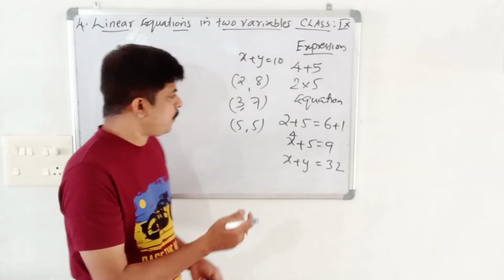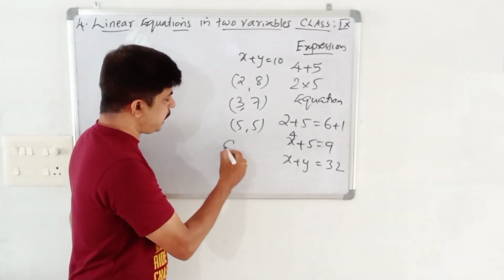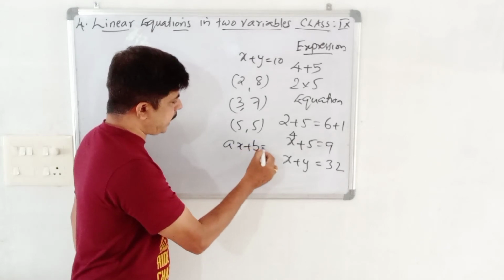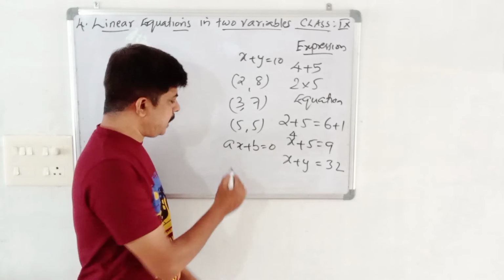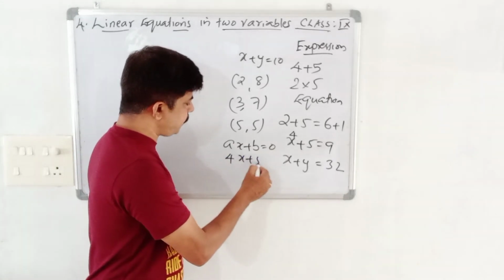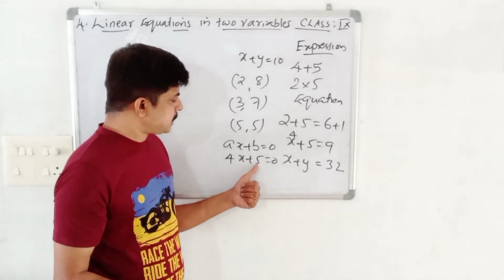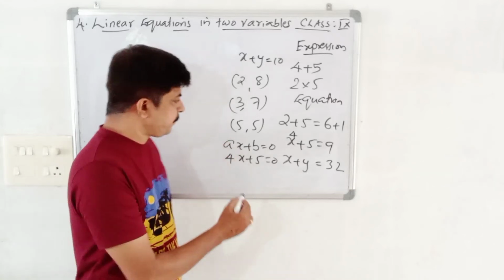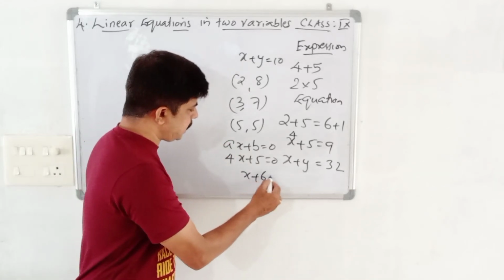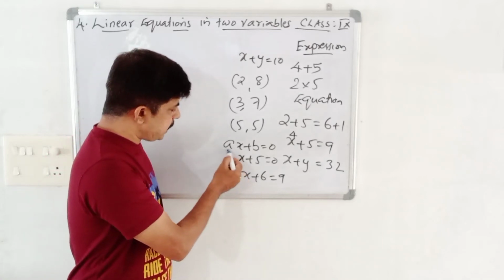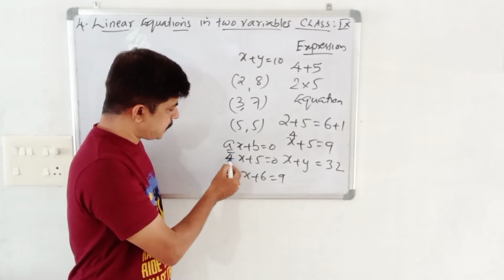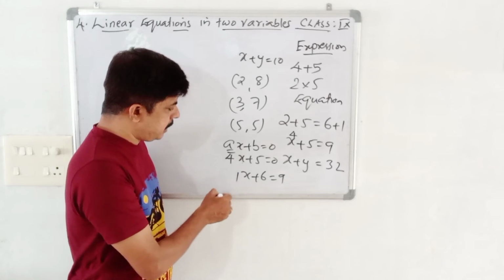Now, what is the general form of the linear equation in one variable? The general form of the linear equation in one variable is ax plus b is equal to 0. a is the coefficient of x, b is the constant. Just an example, 4x plus 5 is equal to 0. This is an example of a linear equation in one variable. If it is x plus 6 is equal to 9, this is also a linear equation in one variable. Here the coefficient of x is 4, here the coefficient of x is 1.